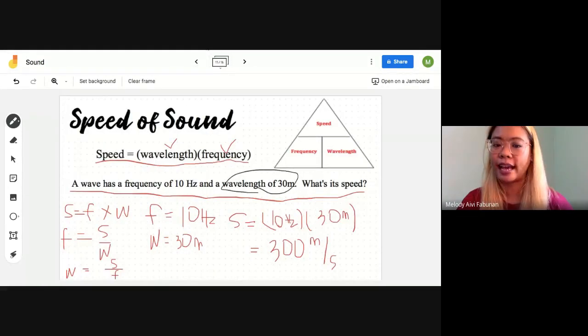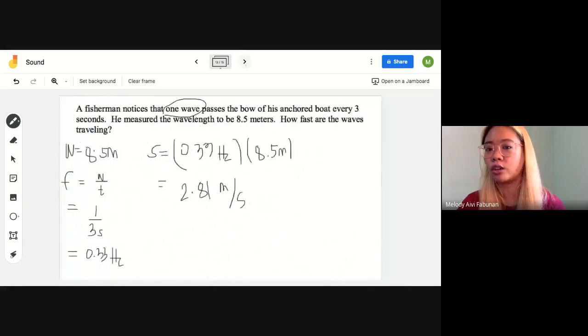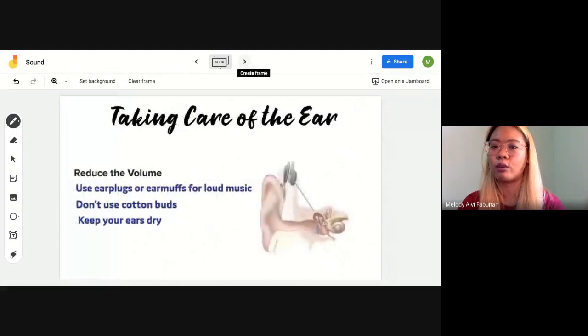Balikan nyo yung triangle ninyo para alam ninyo kung anong equation ang gagamitin. Okay? Balikan ninyo yung triangle. Kung hindi pa ninyo natatandaan yung triangle, sauluhin ninyo yung inyong equations.